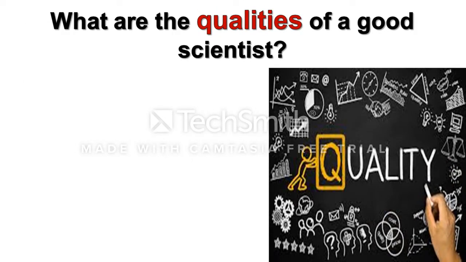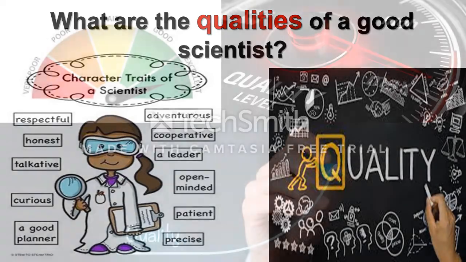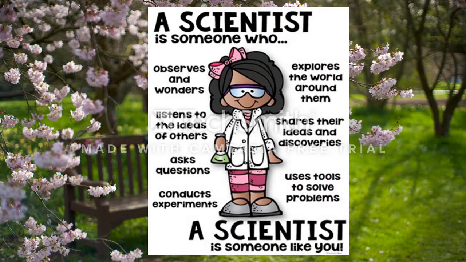What are the qualities of a good scientist? Respectful, adventurous, honest, leader, curious, good planner, open-minded, patient. A scientist is someone who observes and wonders, listens to the ideas of others, asks questions, conducts experiments, explores the world around them, shares their ideas, discovers, and uses tools to solve problems.